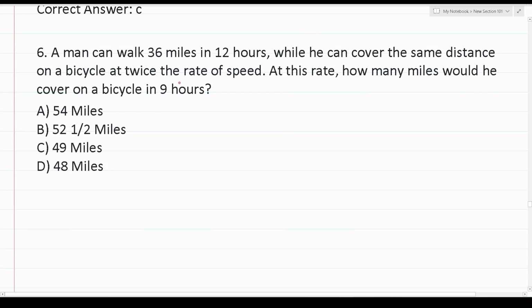Number 6 says a man can walk 36 miles in 12 hours, while he can cover the same distance on a bicycle at twice the rate of speed. At this rate, how many miles would he cover on a bicycle in 9 hours?